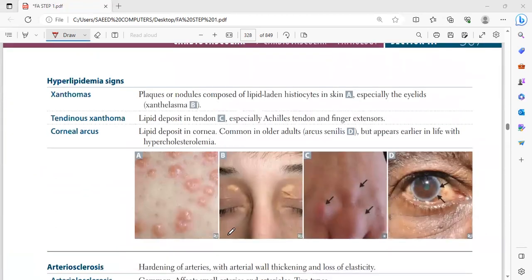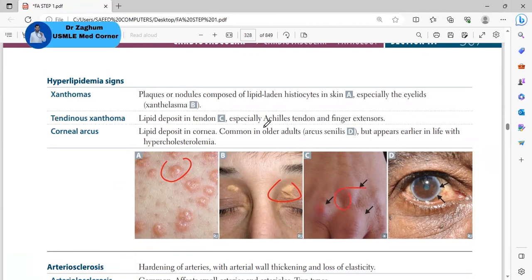Then the hyperlipidemia signs. One is xanthomas. They are given in the eyelid. Here you can see it on the eyelid. It is also present on the skin. It is common in hyperchylomicronemia, with increased lipid levels. Tendinous xanthoma is lipid deposit in the tendon. Here you can see it, especially in the Achilles tendon and the finger extensor.